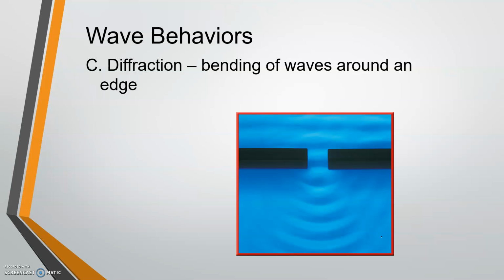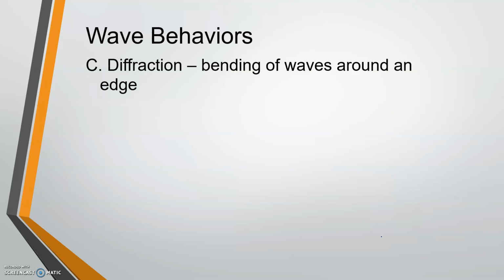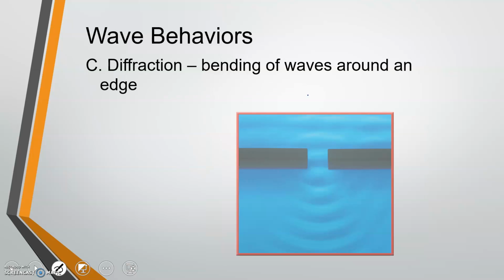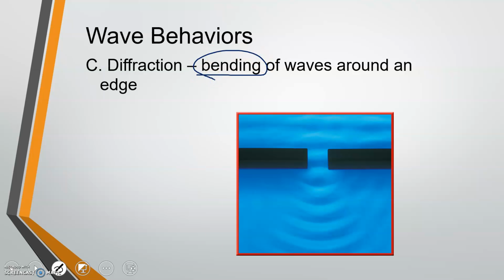So diffraction is the bending of waves around an edge. Refraction, going back, is just the bending of waves as it changes from one medium to another. There's no object in between. It's just that you're changing a medium, air to water, water to air. Diffraction is also the bending of waves, but it's around some edge or some obstacle.